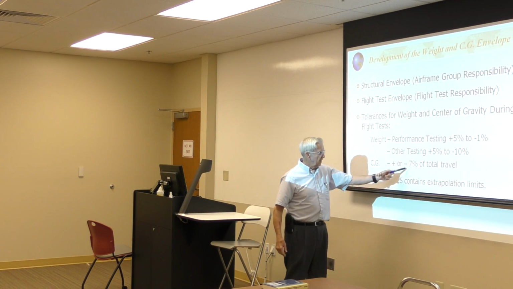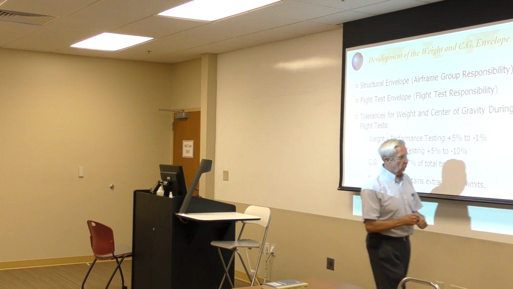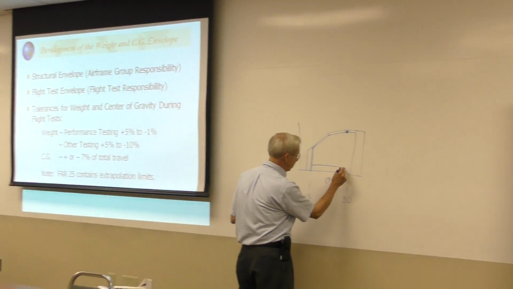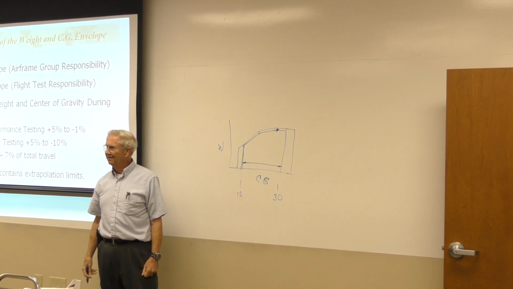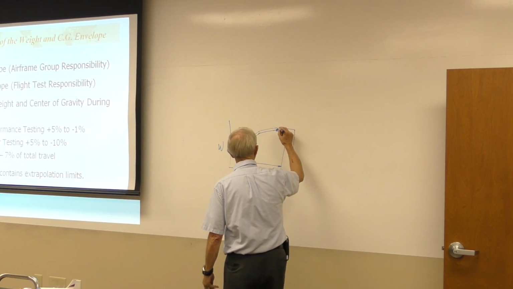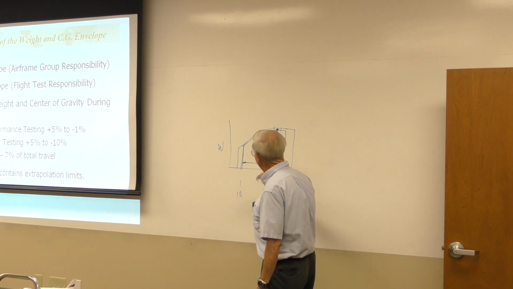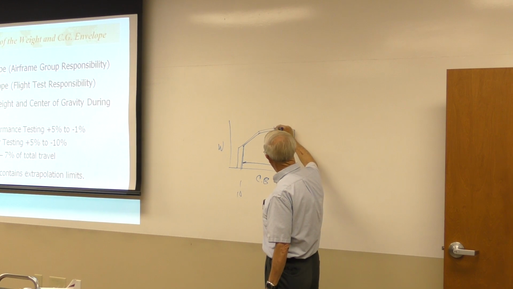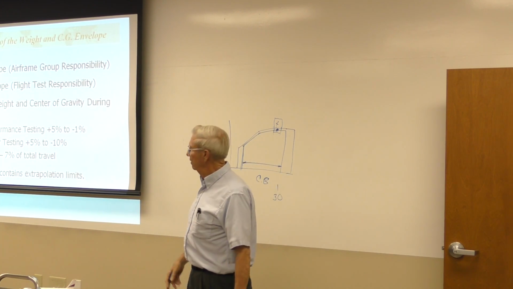But anyway, CG, notice that they allow 7% of total travel. That's quite a bit, because the total travel is from here to here. It's not the total travel at that weight. Okay, it's this total travel, so plus or minus 7%, you can see that would be a pretty big number that they would allow you to load, say plus 5%. What I generally do is draw this kind of a box, and then when I figure my weight and CG, if it falls within that box, I'm okay. I can go test.